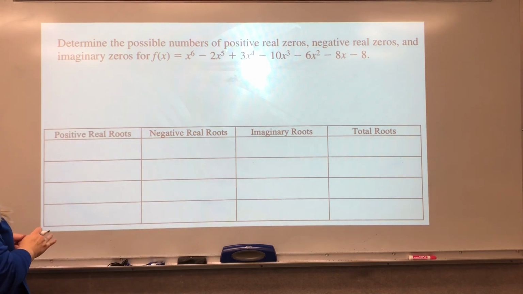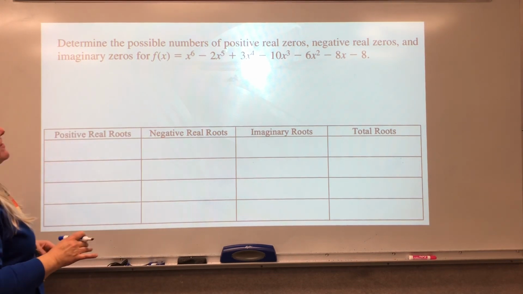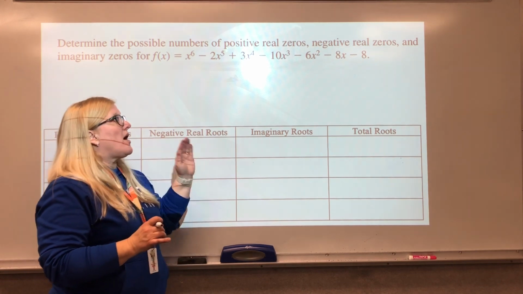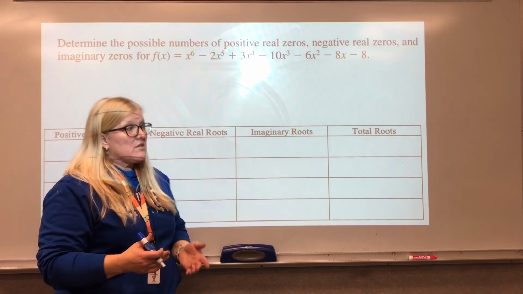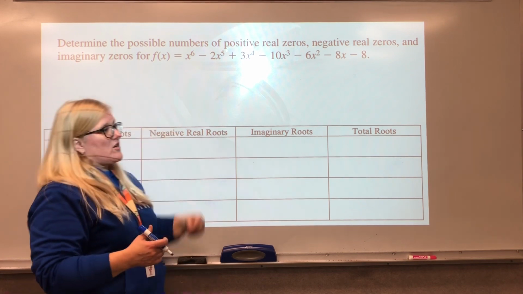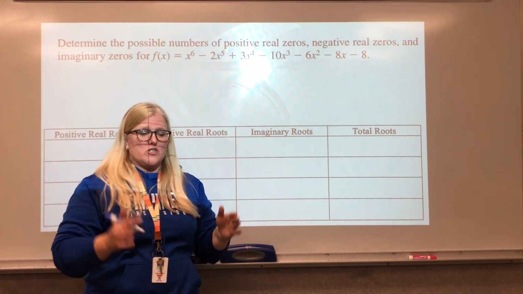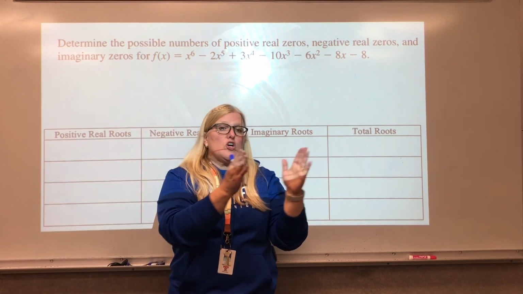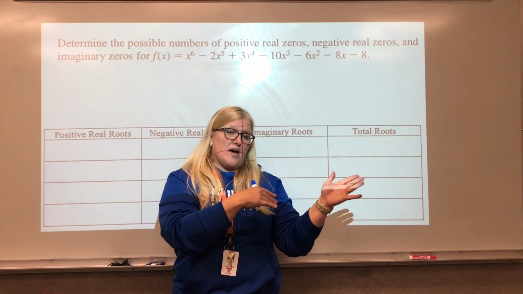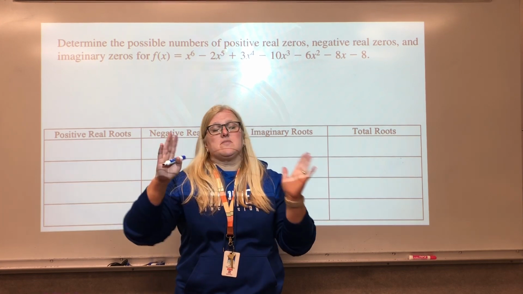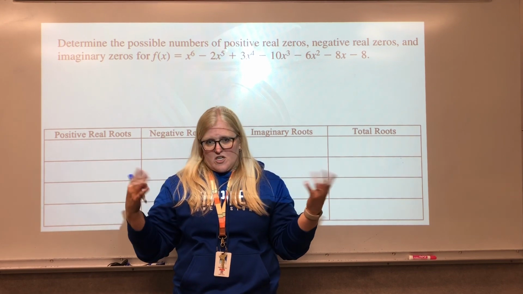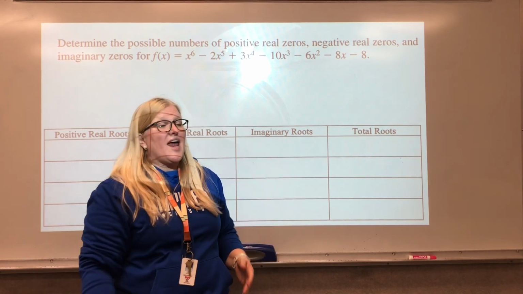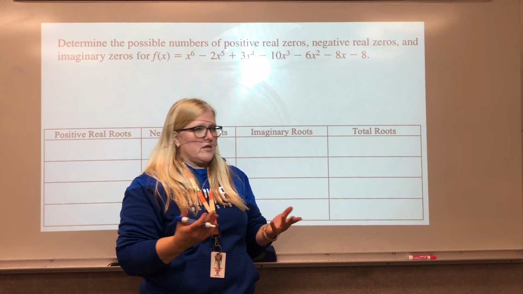Okay, so we're going to determine the possible number of positive real zeros, negative real zeros, and imaginary zeros for this polynomial. So how many times it could cross the x-axis on the positive side, how many times it could cross on the negative side, and then how many imaginary zeros it could have. Not how many it will have, but it could.